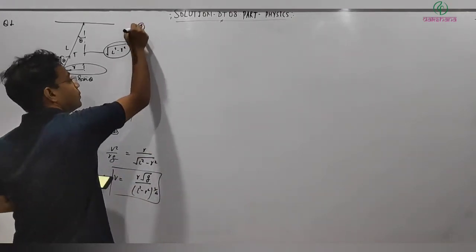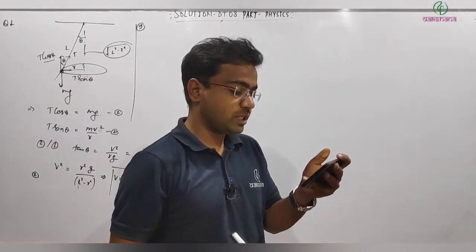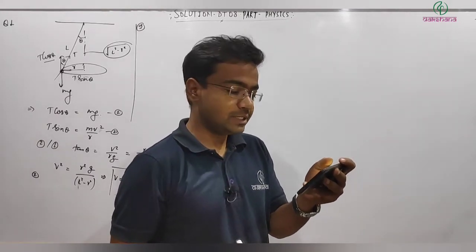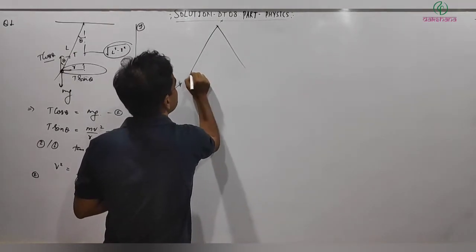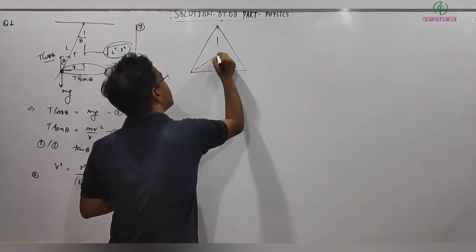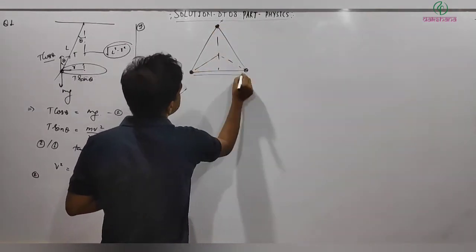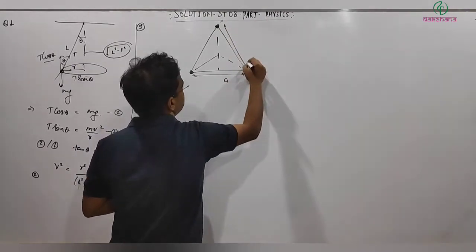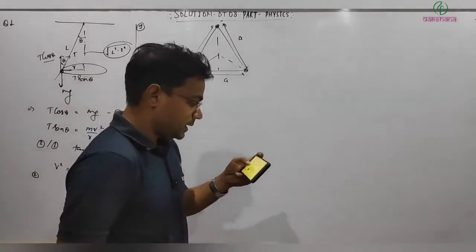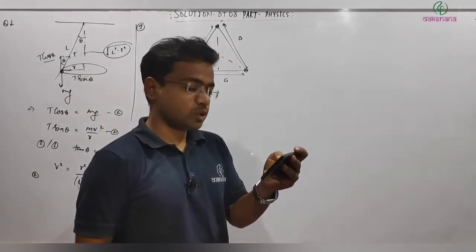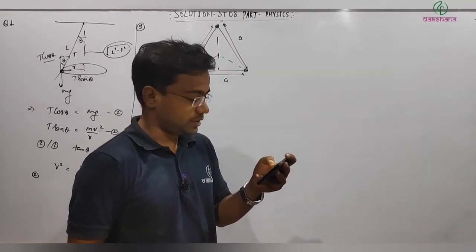Next, question number 2. Three point masses of mass m each are joined together using a string to form an equilateral triangle of side A. So three particles are joined like this, particles 1, 2, 3, and each side is equal to A, forming an equilateral triangle. The system is placed on a smooth horizontal surface and rotated with constant angular velocity omega about a vertical axis passing through its centroid. The tension in the string is?